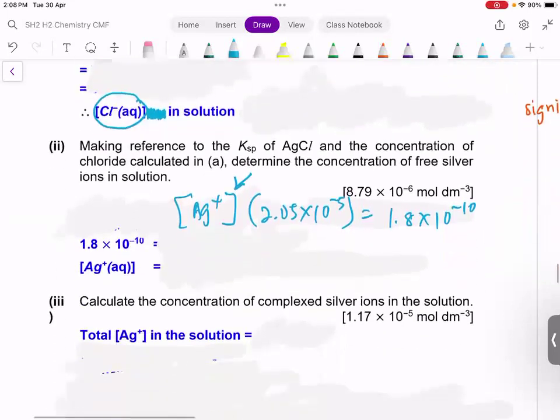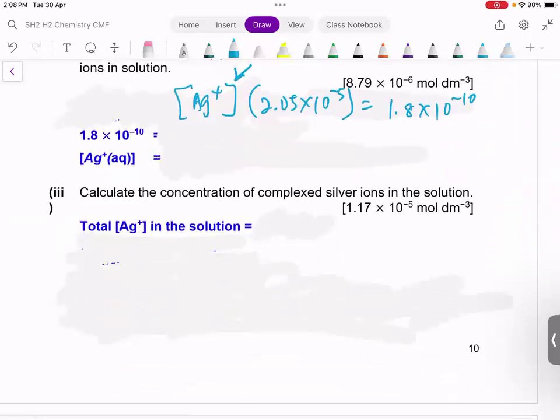Okay. Then the next part is how do you calculate the concentration of the complex silver ions? How do you approach this? Now, this is free silver plus ion. Now, why do you think the question used the term free? What does it mean? They are on their own, free. Okay, that means they are not bonded to your thiosulfate. That's the meaning of free here. Okay, so this is free silver plus without the thiosulfate.